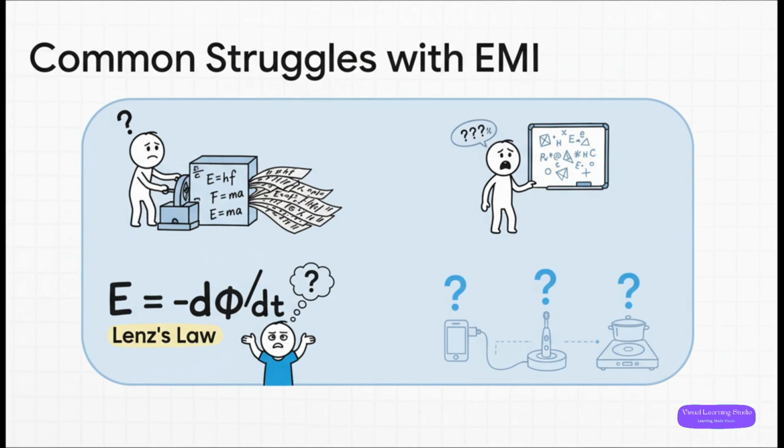Does any of this hit close to home? You can plug numbers into a formula, no problem, but you can't really explain the why behind it. And that negative sign in Lenz's Law, it just feels random, doesn't it? This is totally normal, because we're often taught this like it's a math problem, not a physics concept. So let's fix that, right now.